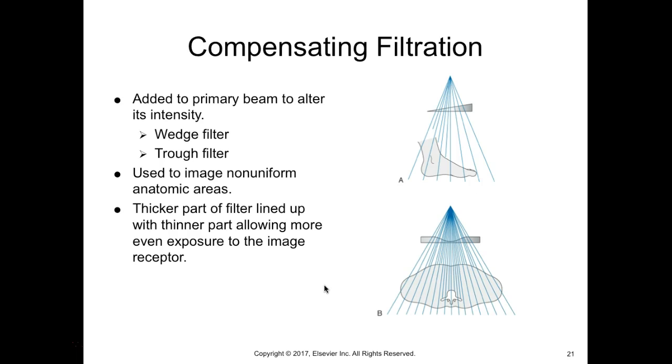Compensating filters. So we can use additional filters as needed for patients. So I just want you to know the basic concepts of it. So adding to the primary beam to alter its intensity. So a wedge filter, and there's a trough filter. So for a wedge filter, as you can see, you put the thickest part over the thinnest subject part. That's the subject positioning. So here the thinner part's going to the thicker.